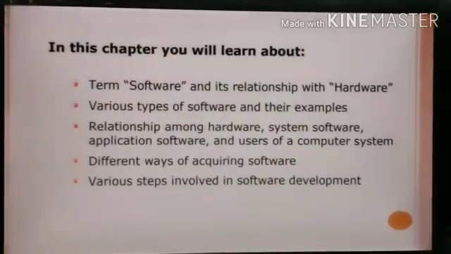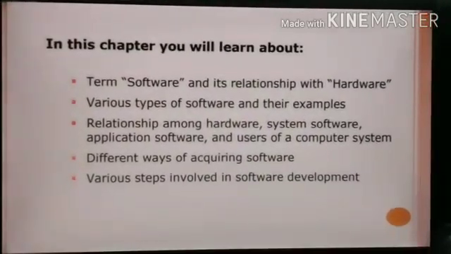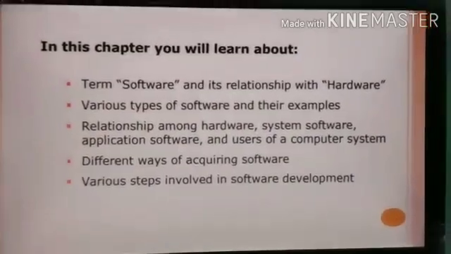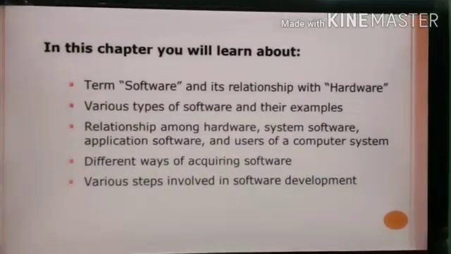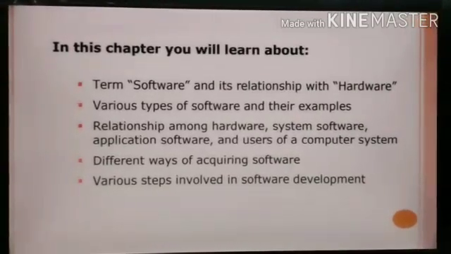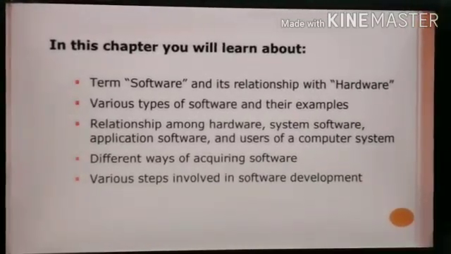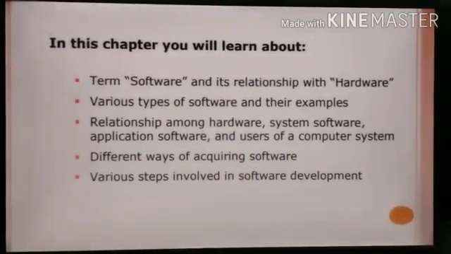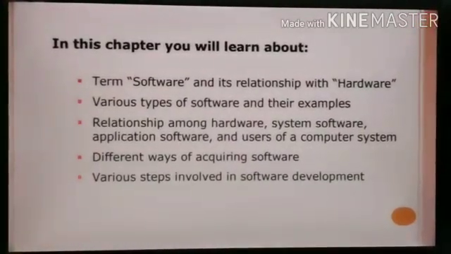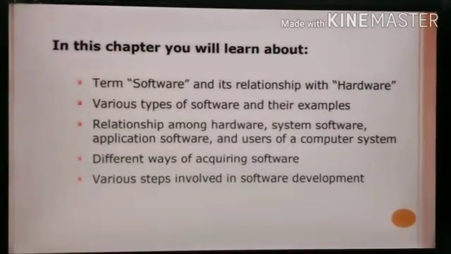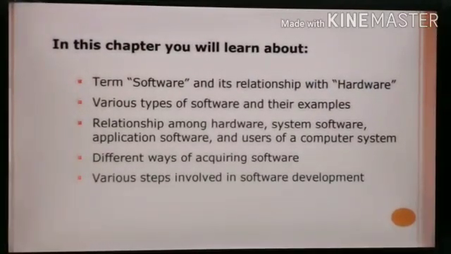In this chapter, we will learn the term software and its relation with hardware, various types of software with their examples, relationships among hardware, system software, application software and users of a computer system, different ways of acquiring software and various steps involved in software development. These are the things we will learn in this chapter.